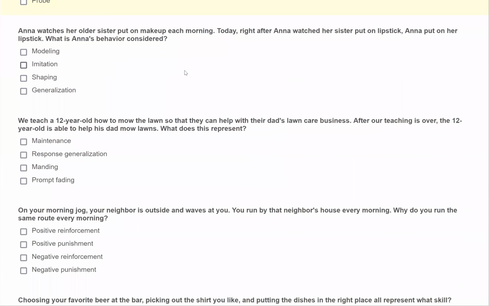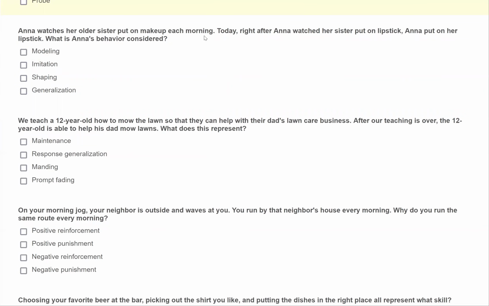Anna watches her older sister put on makeup each morning. Today, right after Anna watched her sister put on lipstick, Anna put on her lipstick. What is Anna's behavior considered? Let's not overthink this, okay? We have some very specific terms we use over and over again as RBTs, and especially on the RBT exam. Things like imitation, modeling, shaping, probing, and prompting. You're going to hear them over and over again.